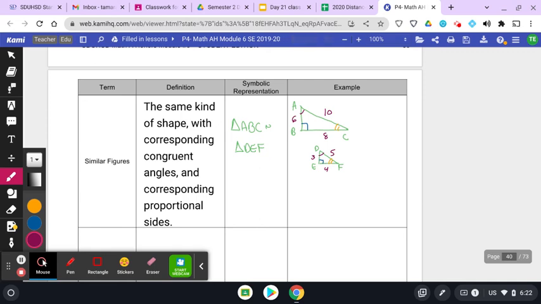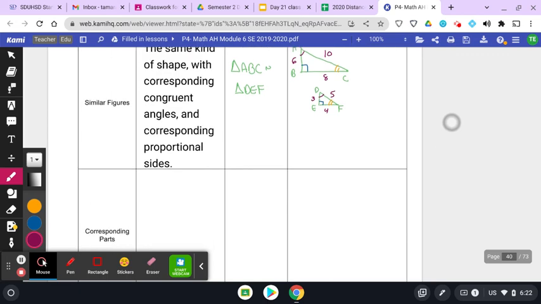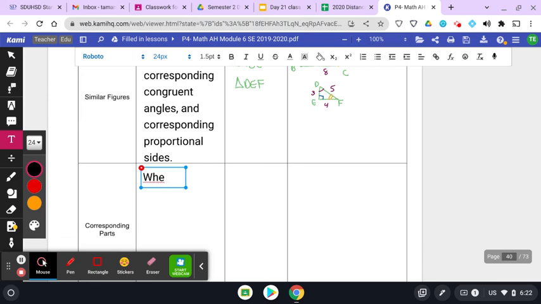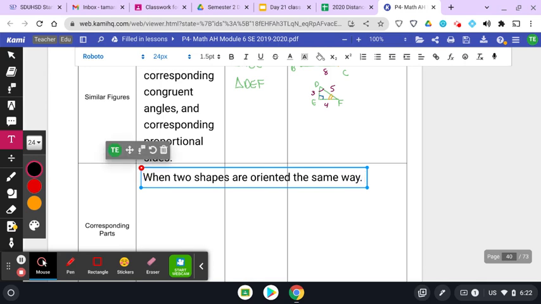Okay, corresponding parts, remember, are things that are in the same spot when you oriented the shape the same way. So A is lining up with D, B is lining up with E, and C is lining up with F. When 2 shapes are oriented the same way, they're twisted, they're flipped the same way. Corresponding parts are in the same location.